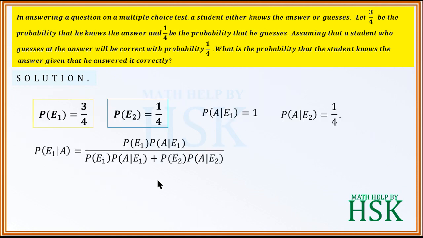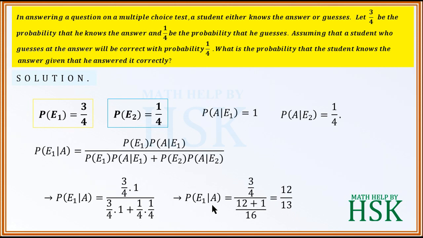So we have calculated everything required. The probability of E1 given A would be equal to 3 by 4 into 1, that is, probability of E1 into probability of A given E1. Similarly, this value is going to come here, and the probability of E2 is equal to 1 by 4 and the probability of A given E2 is also equal to 1 by 4. On solving it, we are going to get this as equal to 12 upon 13, which is the required answer.